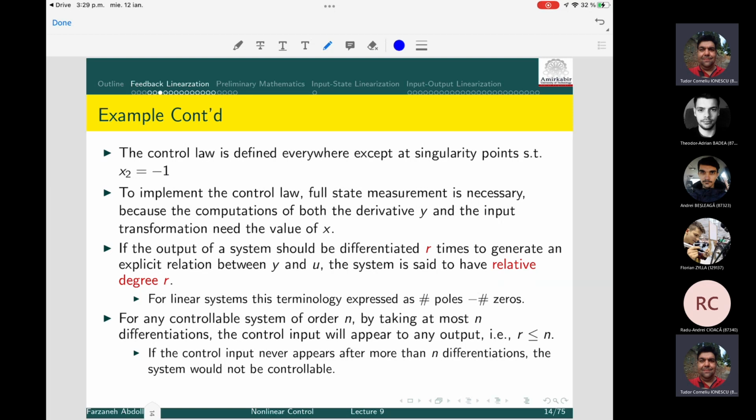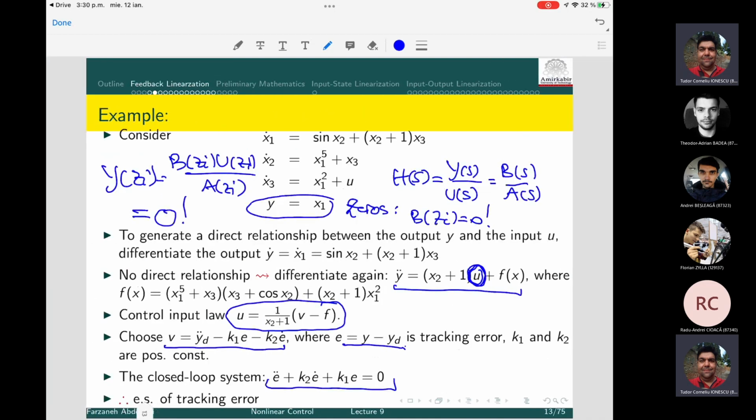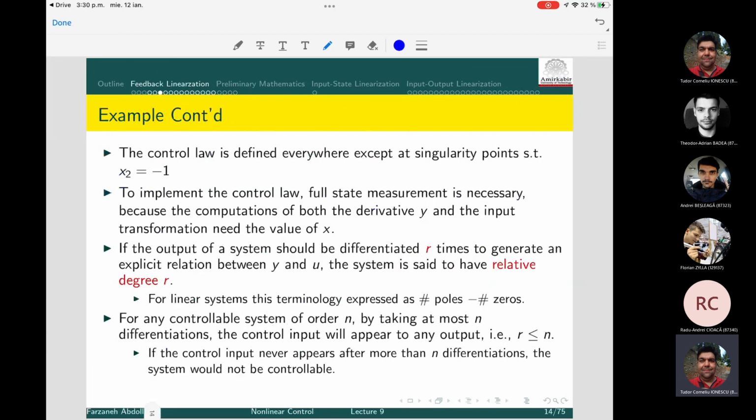I'm just making a negation of the unobservability property. Right. It says here the control law is defined everywhere except at the singularity points such as x2 equal to -1. Yes, it's true. Look at the shape of U. To implement this control law, full state measurement is necessary. Sometimes you haven't got that. It isn't available.